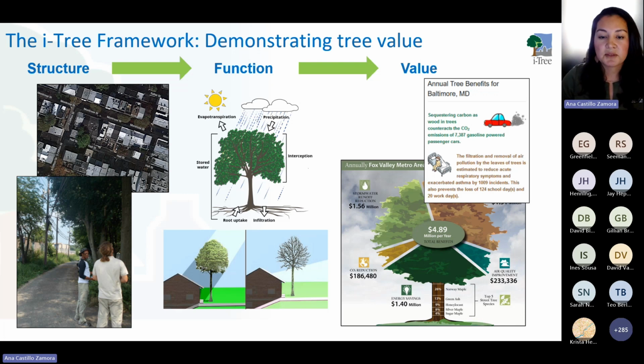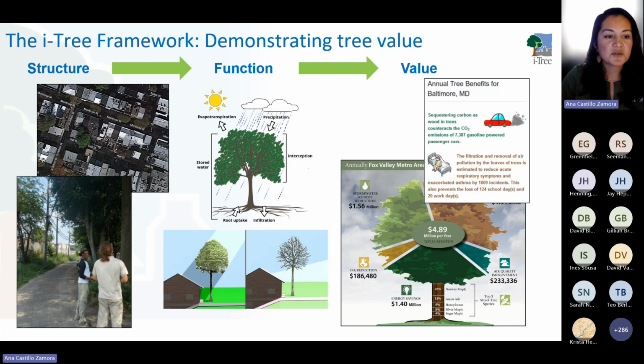So looking at your urban forestry canopy cover, the location of your trees, the number of trees. Or you could do a bottom-up approach. That would include going out into the field or into your backyard to measure the tree's diameter, the DBH, the height, identifying the species. Then iTree can calculate the function of those trees. So what are those trees doing?